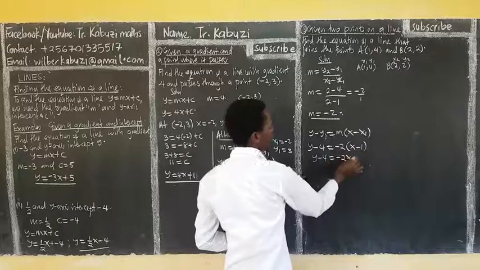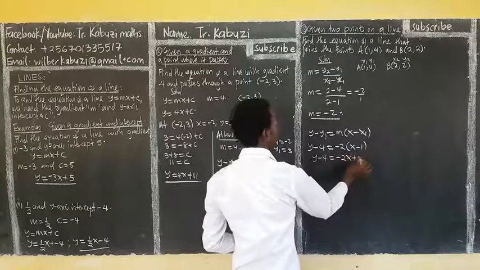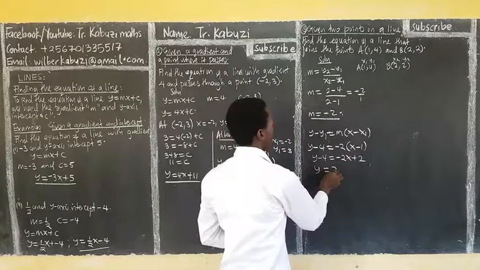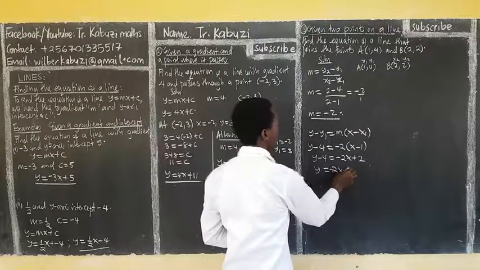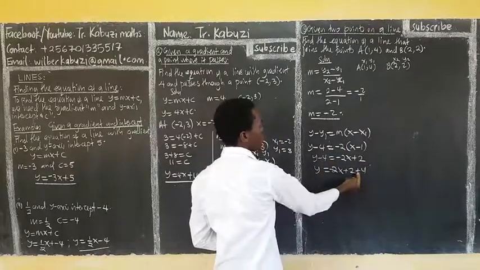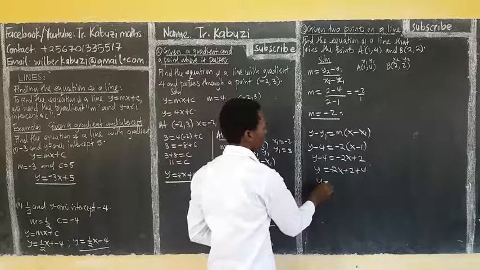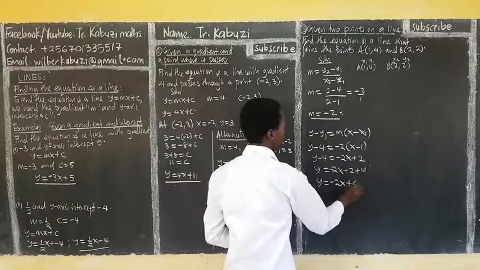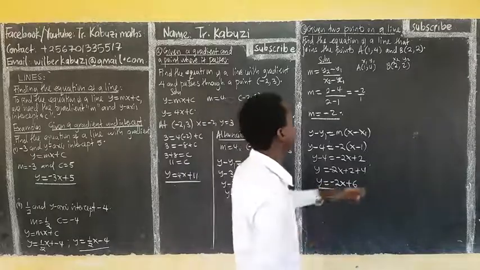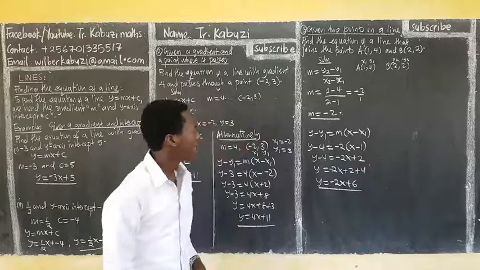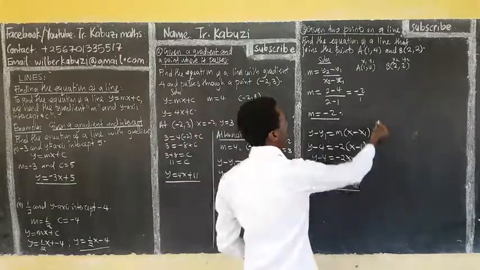So we open the brackets: y minus 4 will be negative 2 times x, then negative and negative, we get a positive, 2 times 1, we get 2. Then take this side: your y will be now negative 2x plus 2, then plus 4. When this one crosses the equal sign, it becomes positive. So y will be negative 2x, 2 plus 4, you get 6. Even if you use this point here, it will be giving you the same answer.